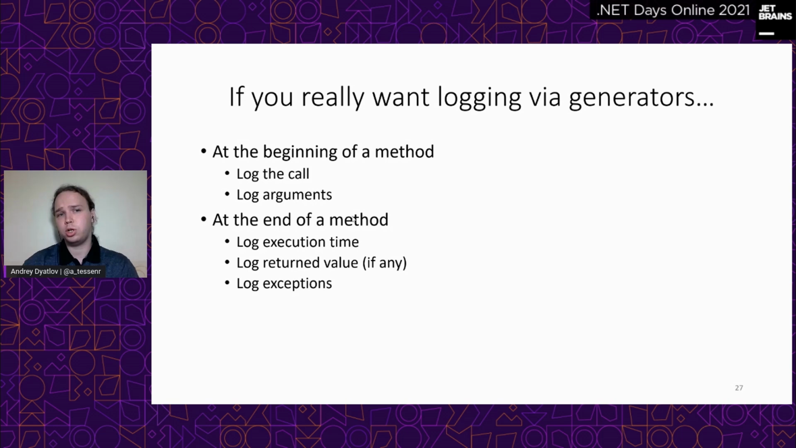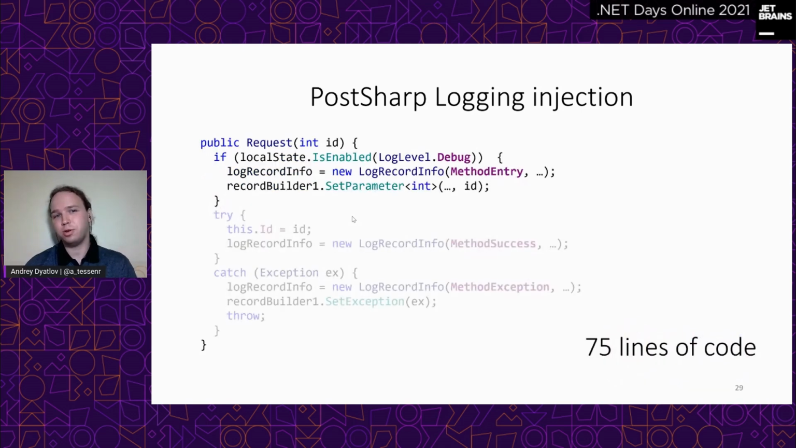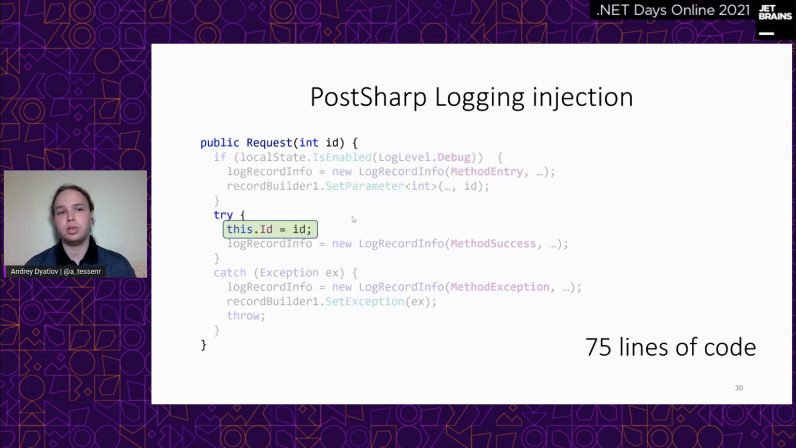For example, with PostSharp, it looks like this. You simply add a log attribute to some method, and after the compilation, there are about 75 lines of code. It's a big enterprise framework that boils down to the following. First, let's log the parameter values at the beginning of a method, then under a try statement, execute the actual source code that was there before the transformation. And after that, either log that the method has ended successfully or that there was some exception.